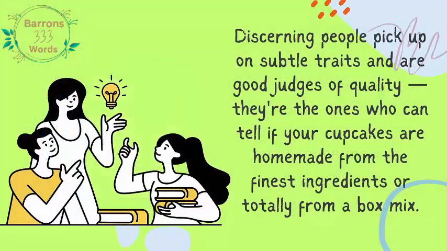Discerning people pick up on subtle traits and are good judges of quality. They are the ones who can tell if your cupcakes are homemade from the finest ingredients or totally from a box mix.